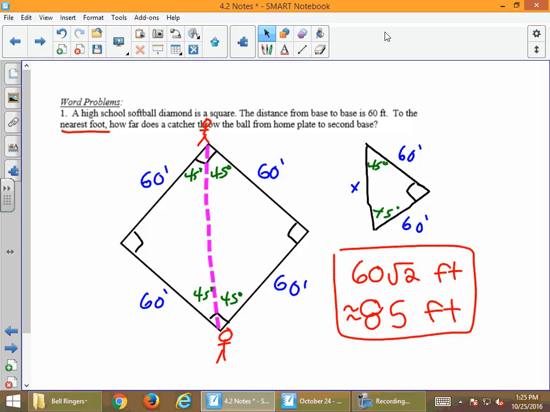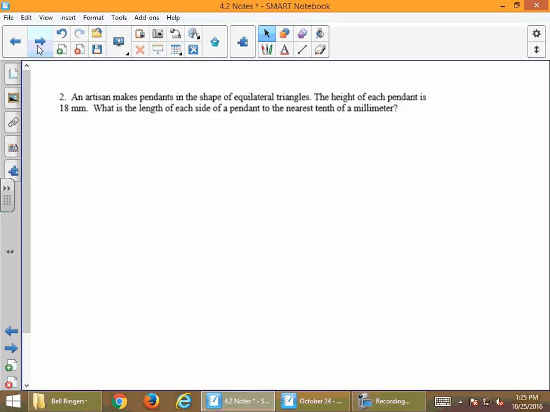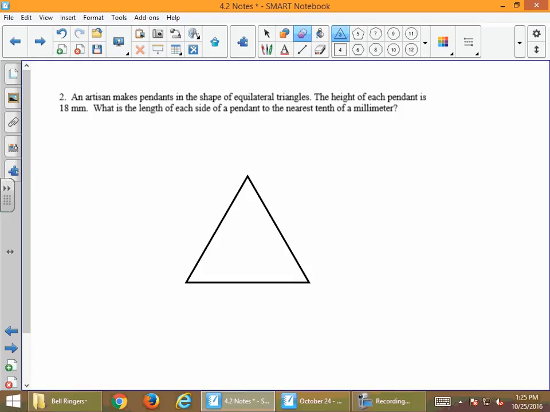Let's do another one here. An artisan makes pendants in the shape of equilateral triangles. The height of each pendant is 18 millimeters. What is the length of each side of the pendant to the nearest tenth of a millimeter? Okay. Well, looks like we're going to be drawing an equilateral triangle. When I do so, it'll look like this.